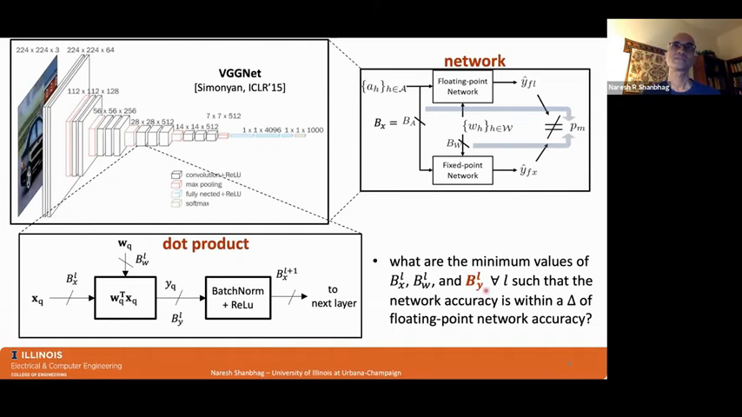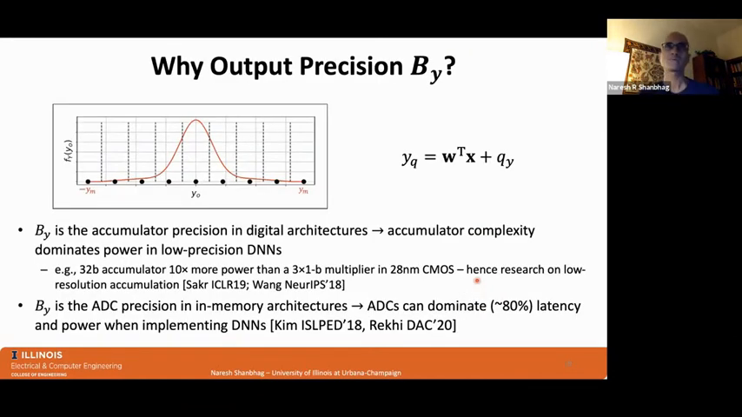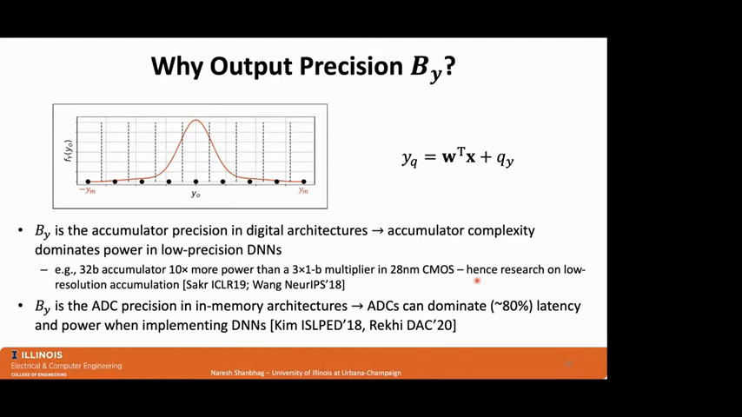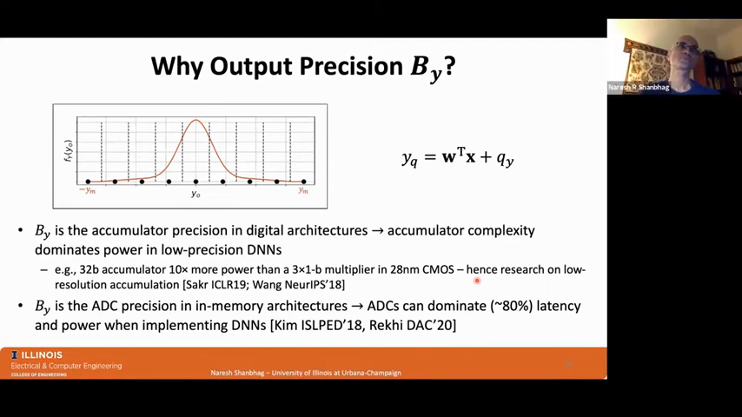And so essentially we are asking, what is this BY that I need to assign to meet a local metric? Here I'm working at a dot product level. And you might ask, why are we so interested in output precision? Well, it turns out that the output precision affects a very important metric related to computational complexity. In the case of digital architectures, BY is the accumulator precision.